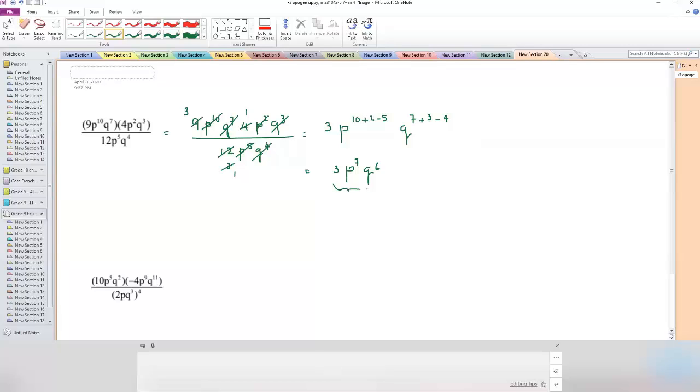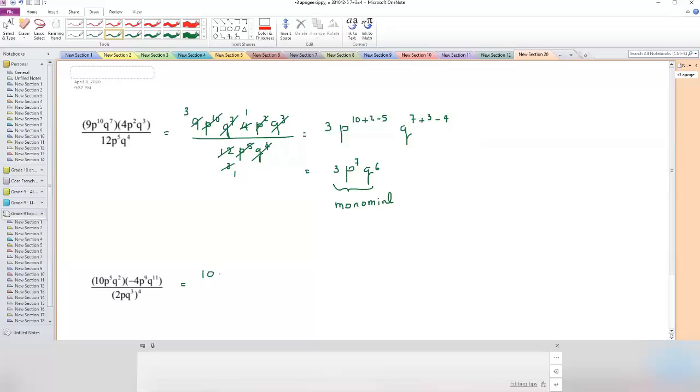Is this monomial? Yes, it's a monomial. Why? Because it's one term. It's not separated by addition or subtraction. That means it's one term. Next. Again, I can remove the bracket.